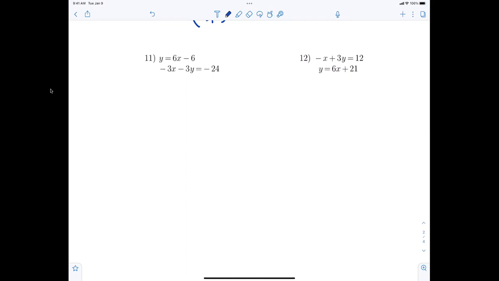Okay, so let's check out number 11 now. What does y equal on number 11? Come on, guys, what does y equal? Y equals 6x minus 6. Right, so now I'm plugging 6x minus 6 in for y.